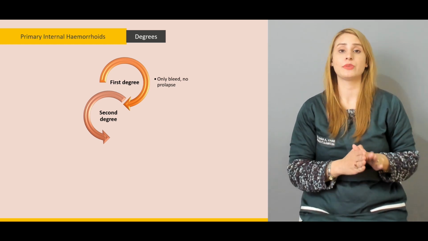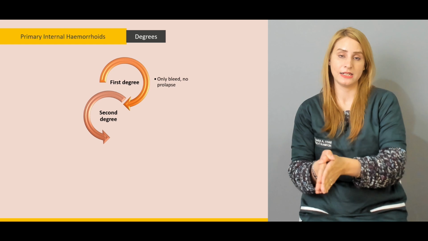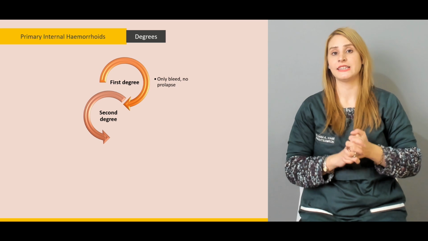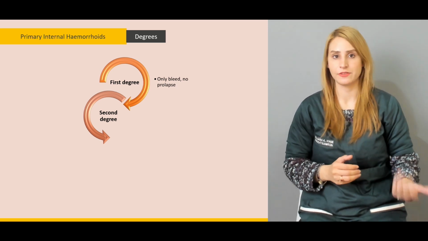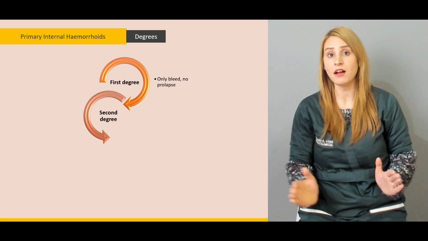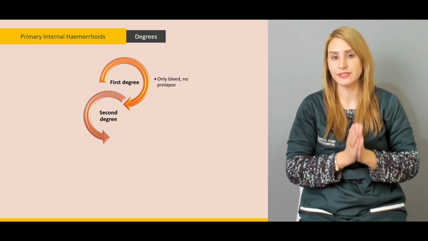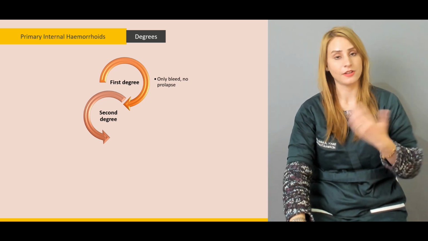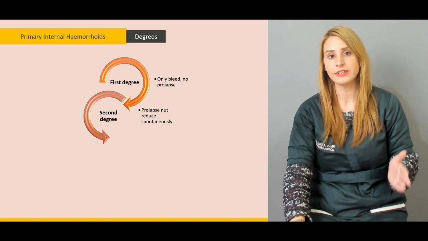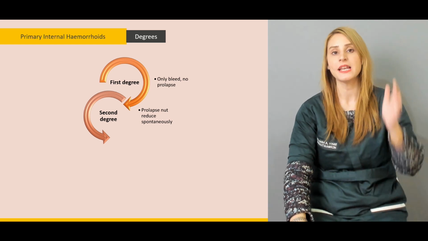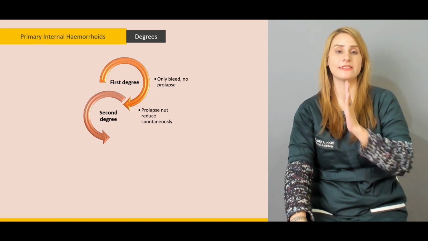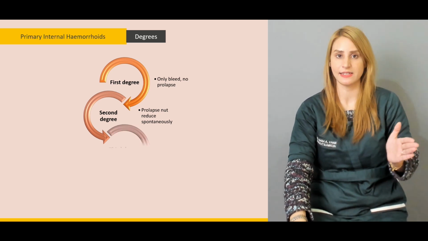If there is a PR bleed and it is associated with the prolapse or something coming out of the anus, the patient will complain that there is something coming out of the anus whenever he's defecating, but it goes back spontaneously on its own, or it is reducing back to its normal position on its own. So these are the second degree hemorrhoids. So in the first degree, there's only PR bleed, there is no prolapse. In the second degree, there's PR bleed and there's a prolapse, or you can say there's something coming out of the anus, but it spontaneously goes back.